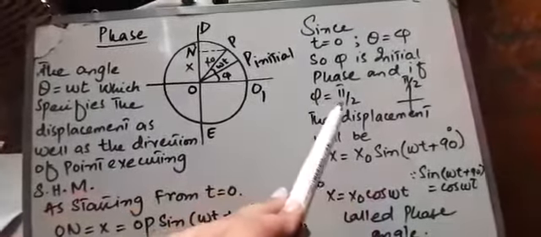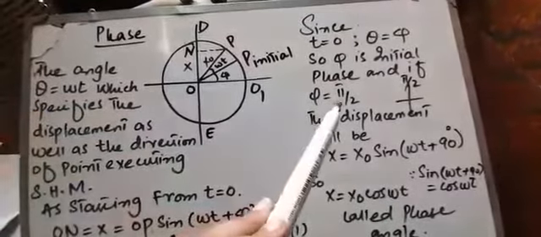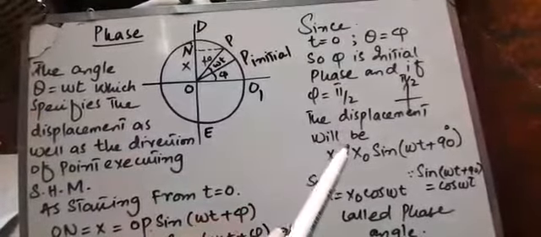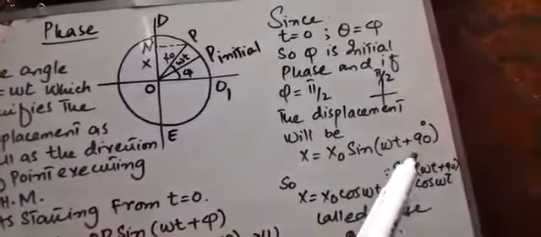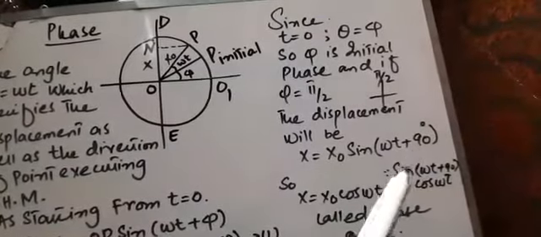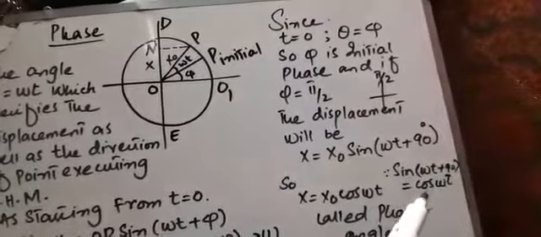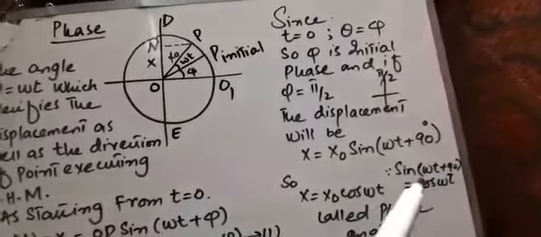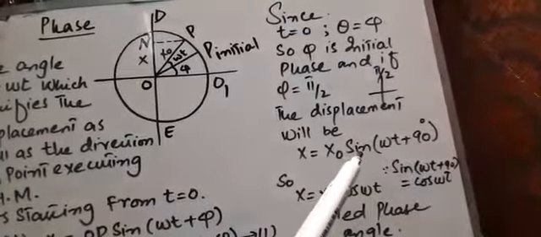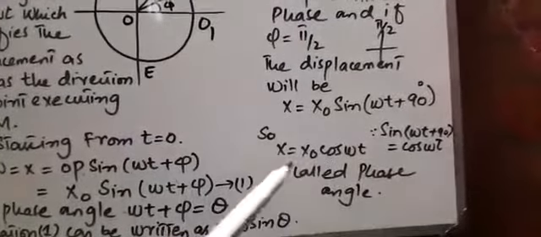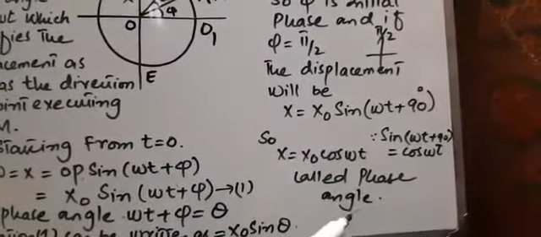And if phi is equal to pi by 2, as it is moving from 0 to D, its value is pi by 2. The displacement will be x equal to x naught sine of omega t plus 90. Sine of omega t plus 90 gives cos of omega t, so put cos of omega t in the upper equation. x is equal to x naught cos of omega t, called the phase angle.